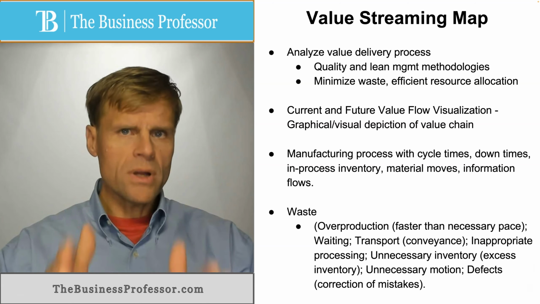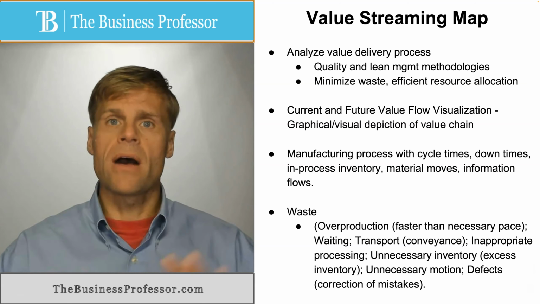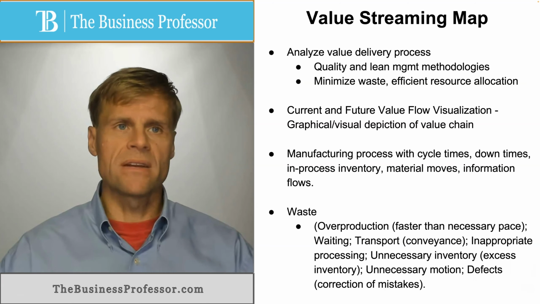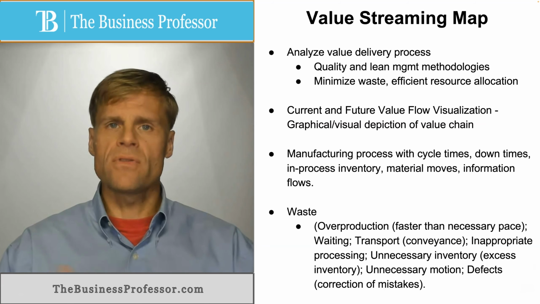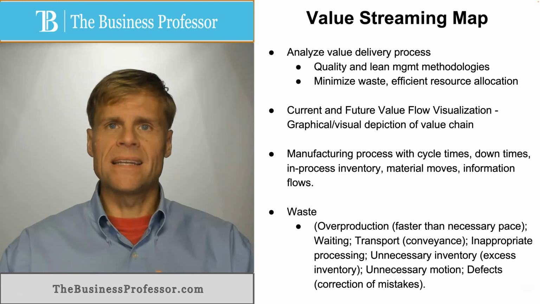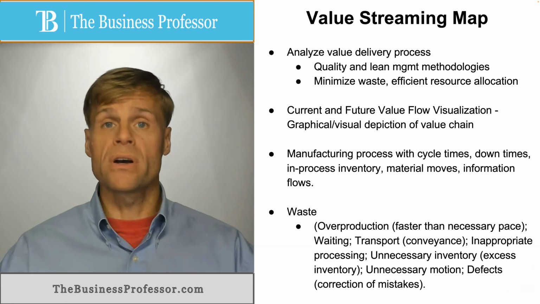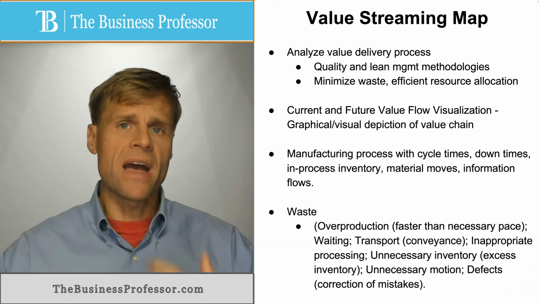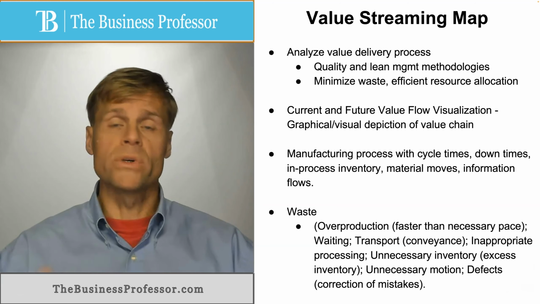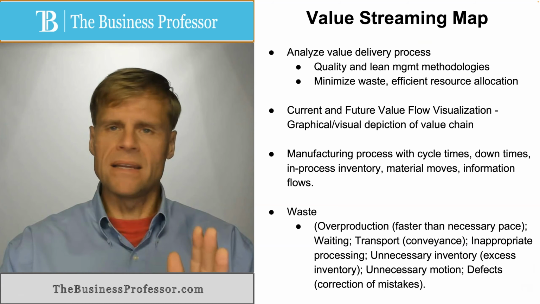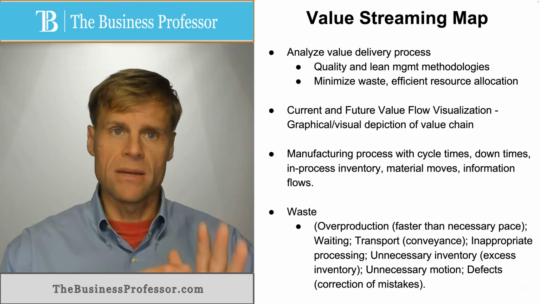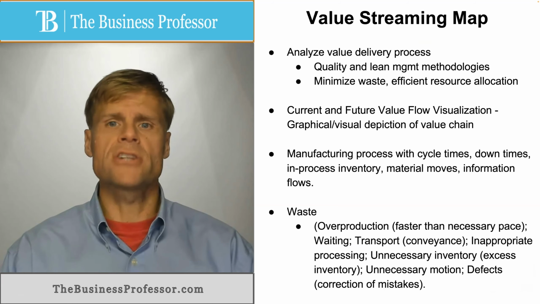Now, if the crux of this model is to identify where waste occurs, it's important to identify the different types of waste that occur. And these types of waste were primarily identified as part of the Toyota production process. That's actually where the value streaming map was first used in its earliest form, as part of the lean manufacturing methodology employed in the Toyota manufacturing process.